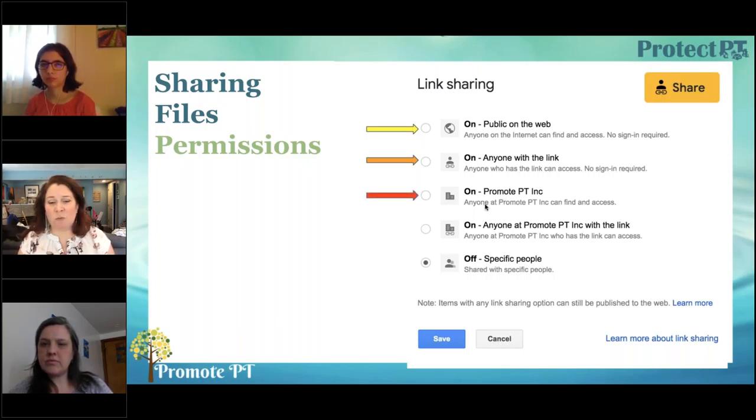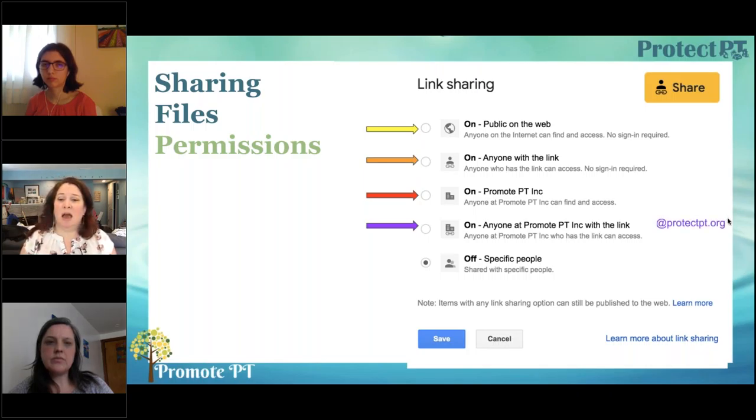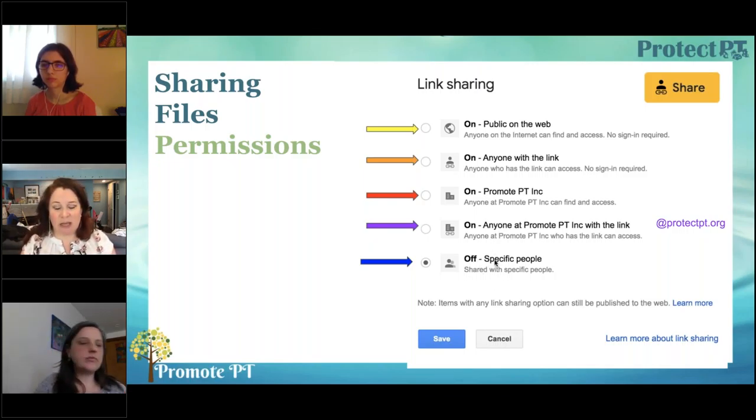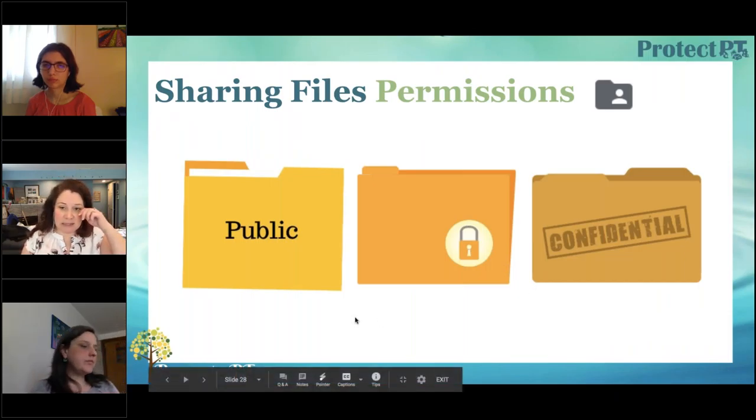This is someone that is within our organization. So only people within our organization can view it or collaborate with it. Anyone within our organization with the link, and I'm going to share with you how that's different in a minute. I showed you here our domain, so at protectpt.org. So anyone that has this at protectpt.org email is going to be included in that group. And then only specific people, so only people with certain email addresses that are invited to it can share it. All right, and this is how you can look at it.